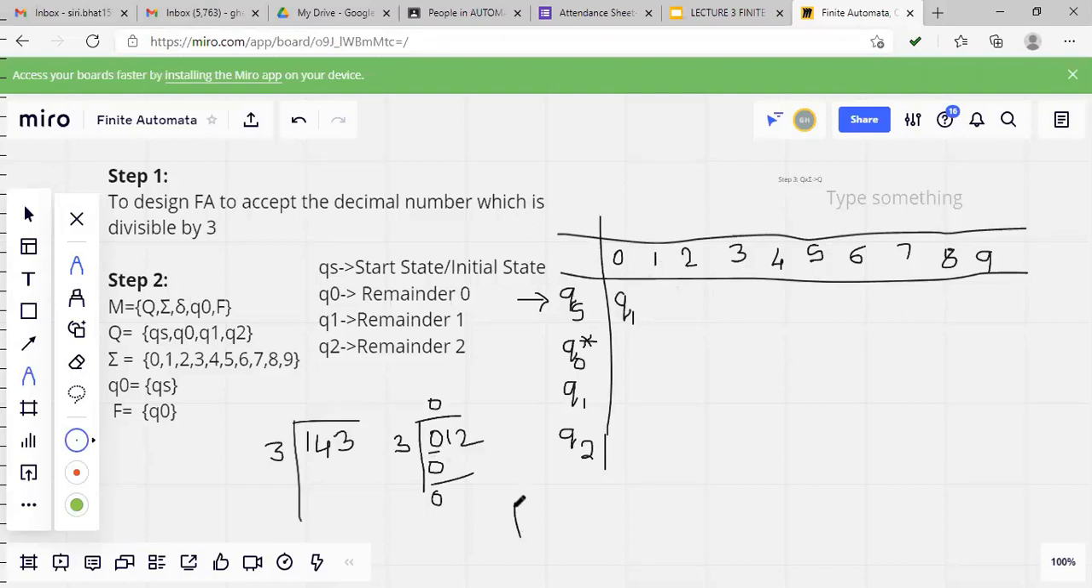So if I have 1 at the start, Q0 is 0 and the remainder is 1. What is my remainder? My remainder is 1, and 1 is represented in Q1. So it goes to Q1. If at the start I have 2, then three zeros are zero, the remainder is 2, right? Remainder 2 is in Q2. So right here, Q2.